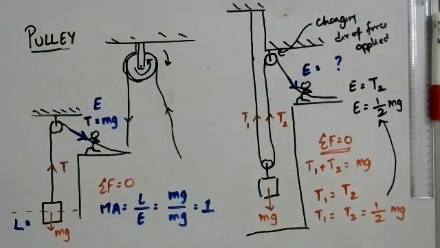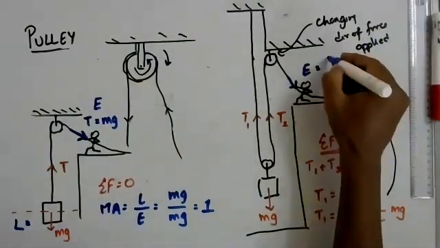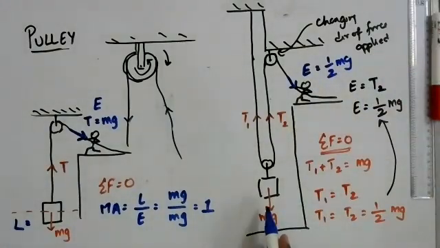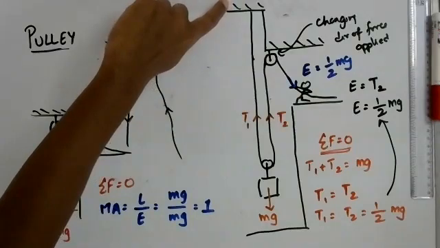Okay, so that means the effort that is being applied by this person is only equal to 1 by 2 mg. That means he is only applying half of the weight of this object as the counter force over here, and that of course means that there is a significant mechanical advantage. And that should also be obvious, that the effort that he applies has to be only half, because one part of it is being supported by the ceiling.